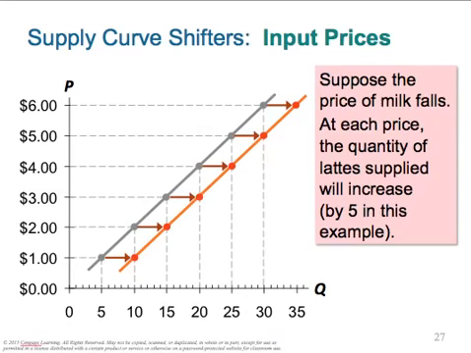The opposite could be true as well. If input prices go up, if milk became more expensive, they're making less money, this curve could shift to the left and they'd be less willing to supply, say, lattes at $1. There'd be a lower quantity.